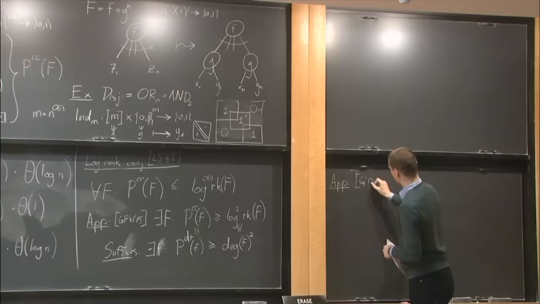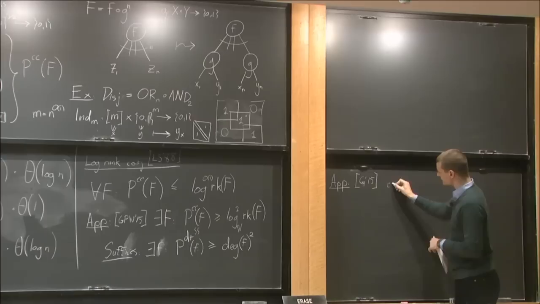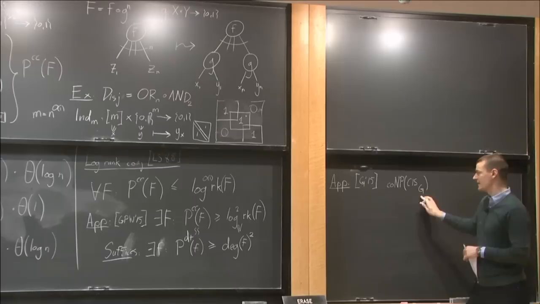So we use this lifting theorem to show, for the first time, non-deterministic, or to be precise, co-non-deterministic lower bounds for this problem that Yannakakis introduced in the 80s. It's called clique versus independent set. It's a communication game that's defined relative to an n-node graph. So you fix your favorite n-node graph.